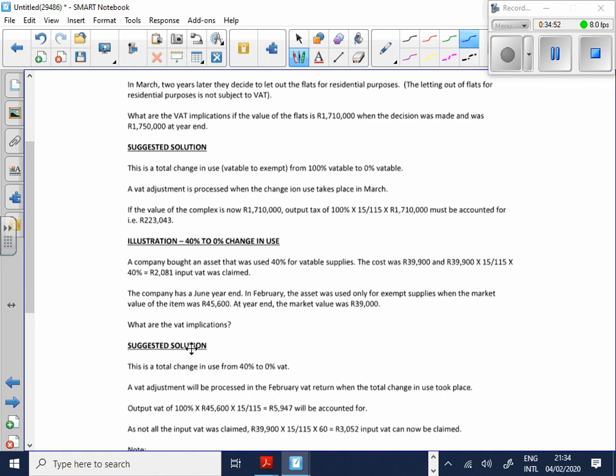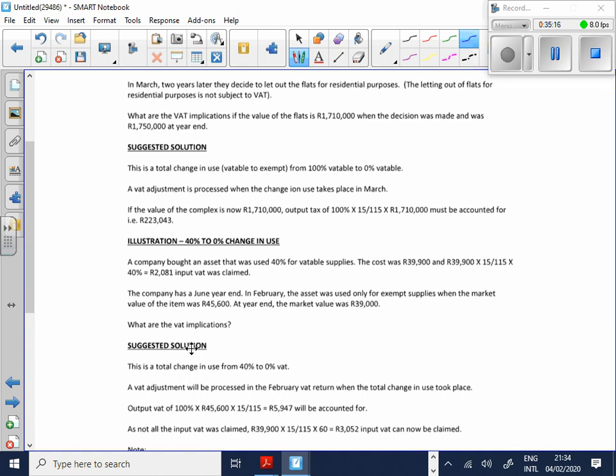If it's 0 to 50, normal. If it's 50 to 0, you need to charge output on 100% and claim the input VAT that you didn't claim back. So it's slightly different. And if you can take that out of here for now, that would be fantastic. Are you guys comfortable with this? Does that make sense?